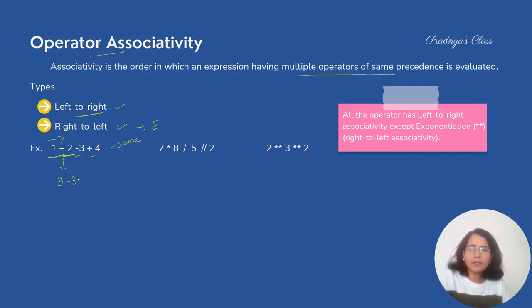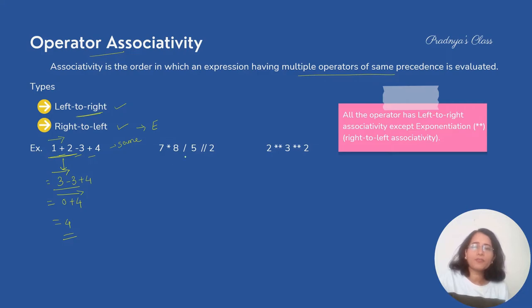Then the remaining numbers I am writing as it is. In the next step, we will calculate again from left hand side. So 3 minus 3 will be 0 and then remaining is 4. Again from left to right, we will get answer 4.